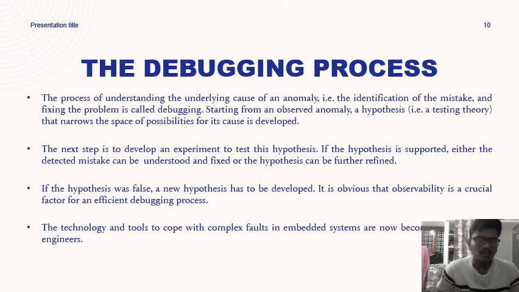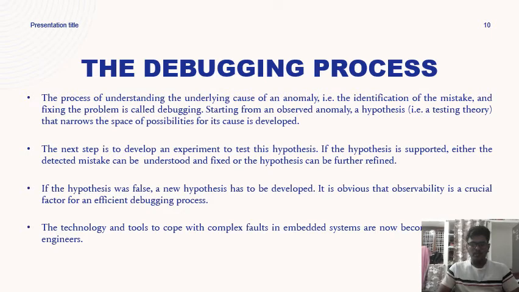The debugging process. The process of understanding the underlying cause of an anomaly, that is, the identification of the mistake and fixing the problem, is called debugging. Starting from an observed anomaly, a hypothesis that narrows the space of possibilities for its cause is developed. The next step is to develop an experiment to test this hypothesis. If the hypothesis is supported, either the detected mistake can be understood and fixed or the hypothesis can be further refined. If the hypothesis was false, a new hypothesis has to be developed.